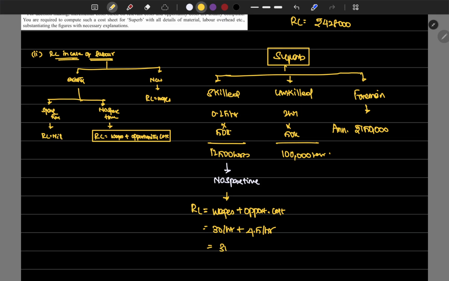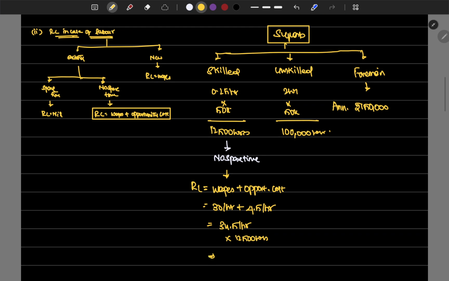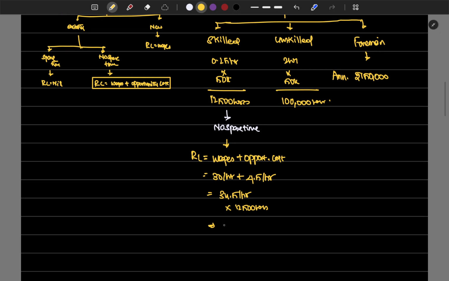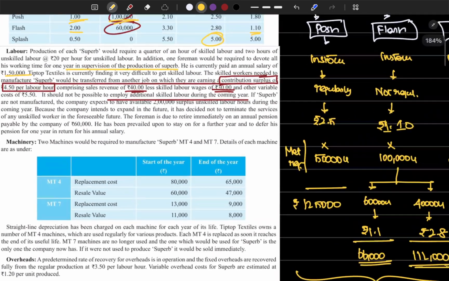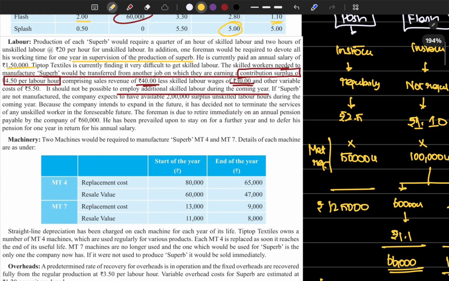So 34.5 into 12,500 hours. 12,500 into 34.5, which is 4 lakh 31,250. That is our relevant cost, right? We found out the relevant cost. Okay, we'll go to the next part, which is unskilled.